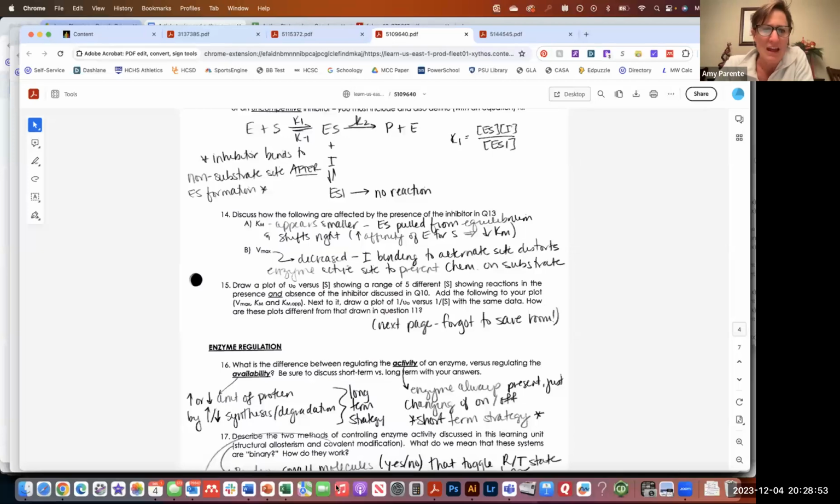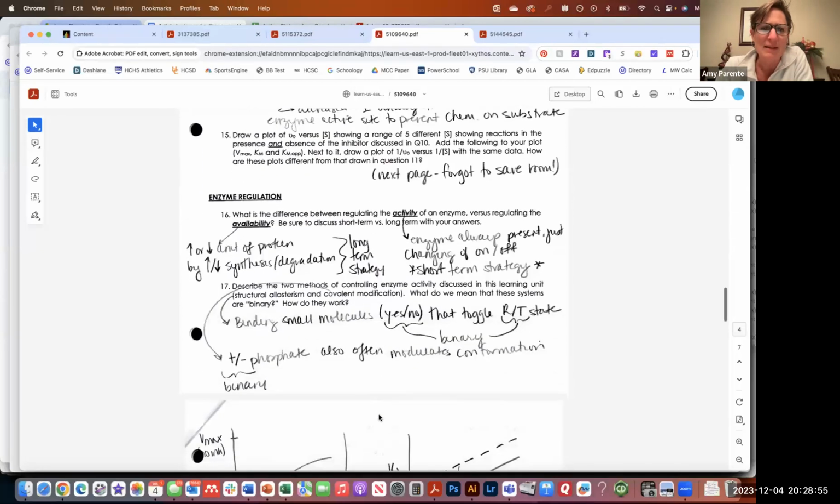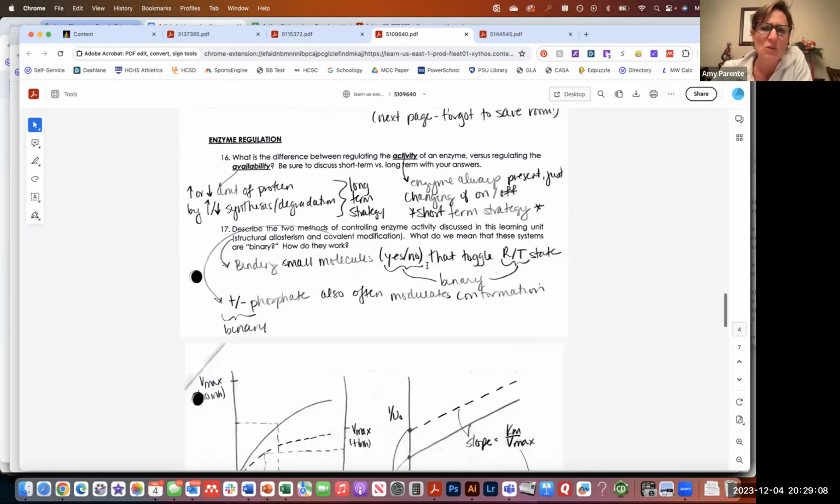All right. Then we talked about regulation of enzymes, right? And so I already defined these terms when we looked at the summary, thinking about regulating availability, which is a long-term strategy, versus activity, which is a short-term strategy. Two ways that we can control activity that we've learned about are allosteric, or structural regulation, which is binding a small molecule that toggles between R state and T state, or phosphorylation, which can often modulate that same R state, T state conformation.